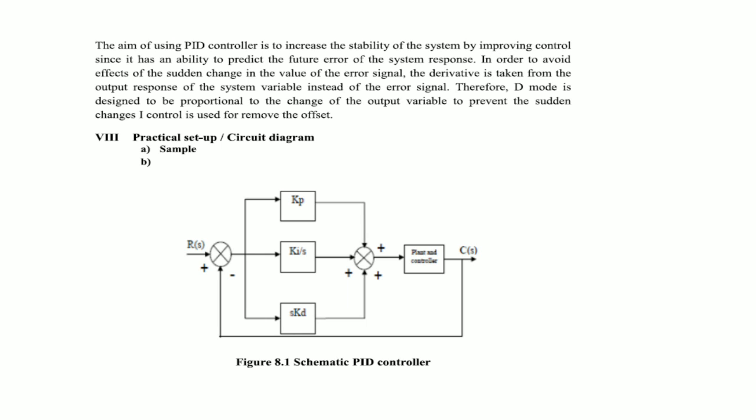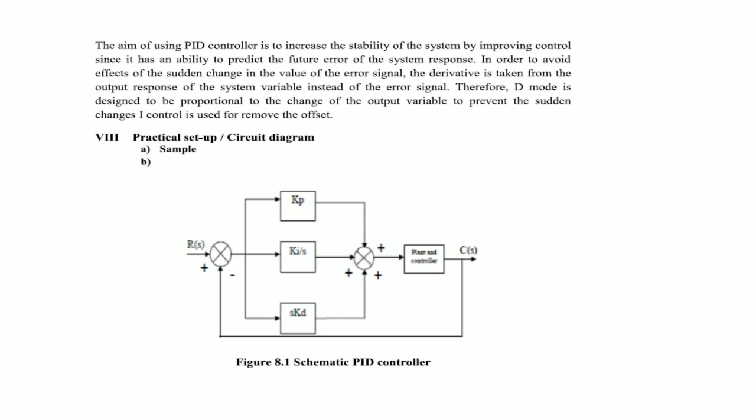The aim of PID controller is to increase the stability of system by improving control, since it has an ability to predict the future error of the system response. In order to avoid effects of this sudden change in the value of error signal, the derivative is taken from the output response of the system variable instead of error signal. Therefore, D mode is designed to be proportional to the change of the output variable. To prevent these sudden changes, I control is used to remove the offset.